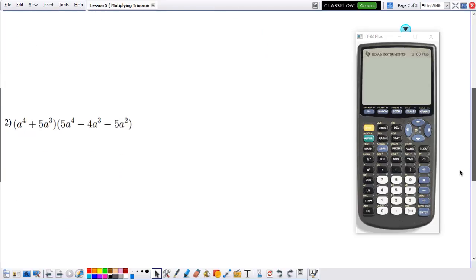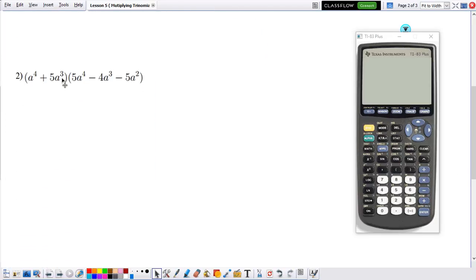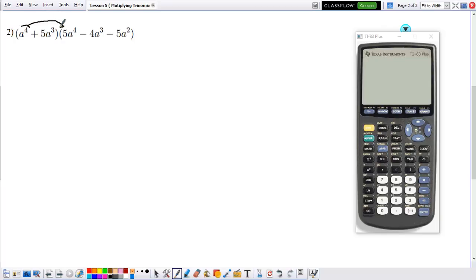So if we look at the second example now. So let's see. Again, same idea. What we're going to do, you just got to distribute. So a to the fourth, I've got to distribute to the first term on the right. So what is that going to give us? A to the fourth times 5, a to the fourth. That is 5 a to the 8, because there's always an imaginary one there. So 1 times 5, 5.